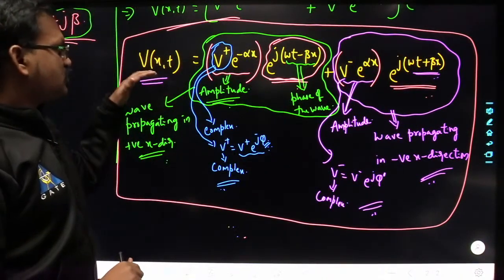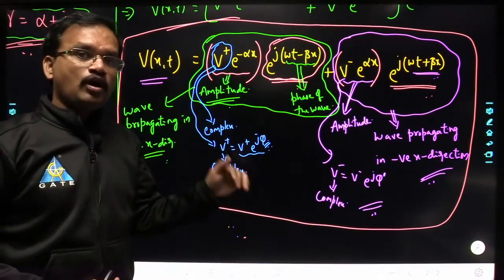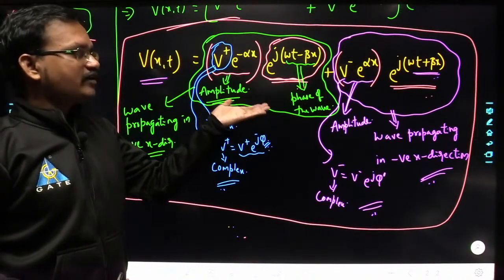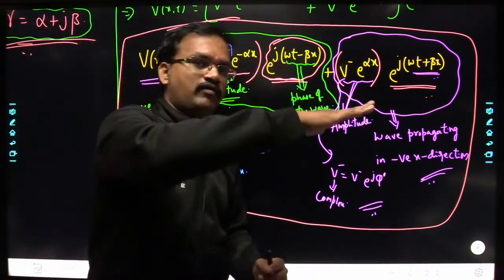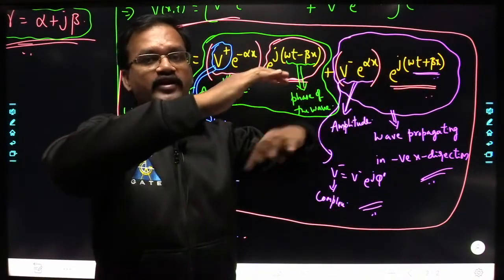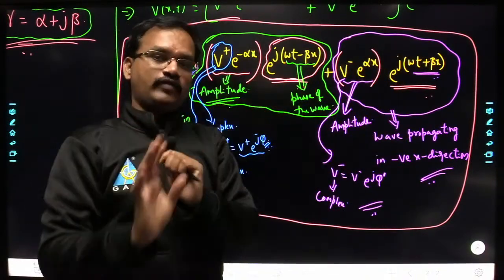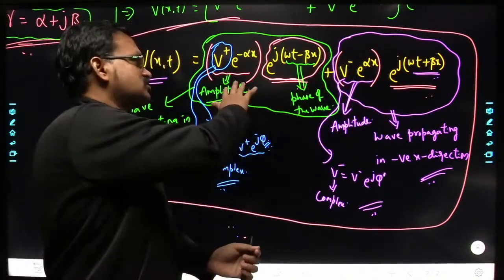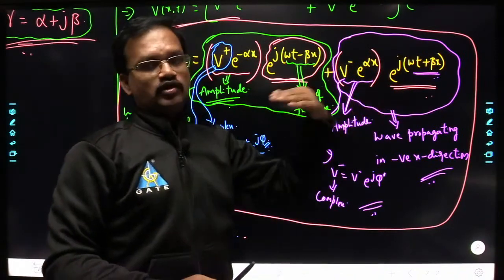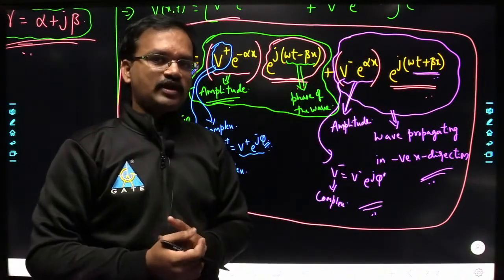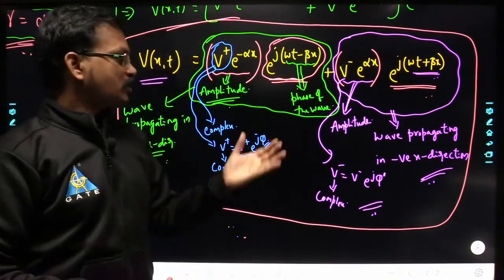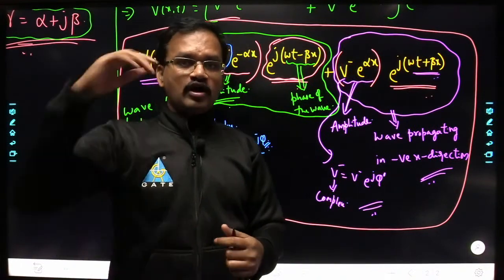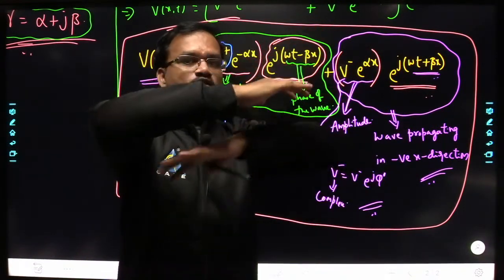So the solution of the voltage on the transmission line is like a forward traveling wave and a reflected wave or backward traveling wave. We can call this the forward traveling wave and this the backward traveling wave, or we can call this one the incident wave and this one the reflected wave. Whatever the terminology, you have to understand that. So the solution of the voltage on the transmission line is a superposition of forward traveling wave and backward traveling wave.